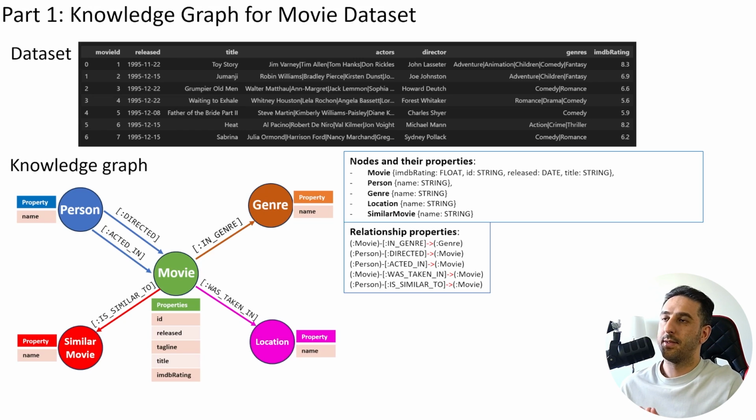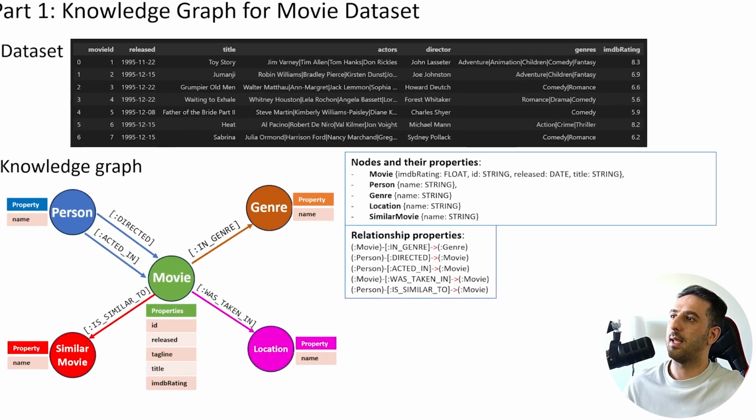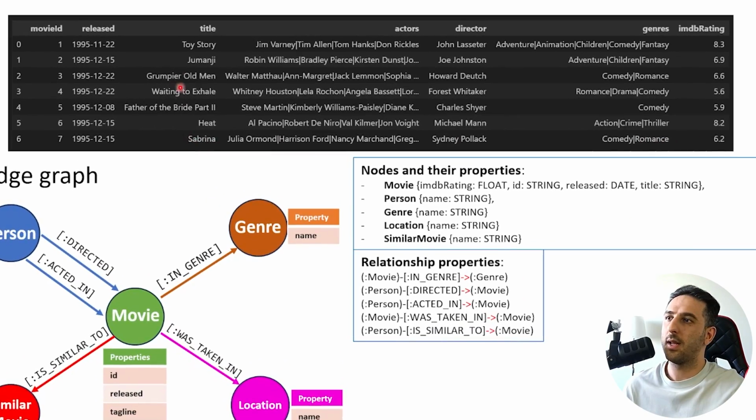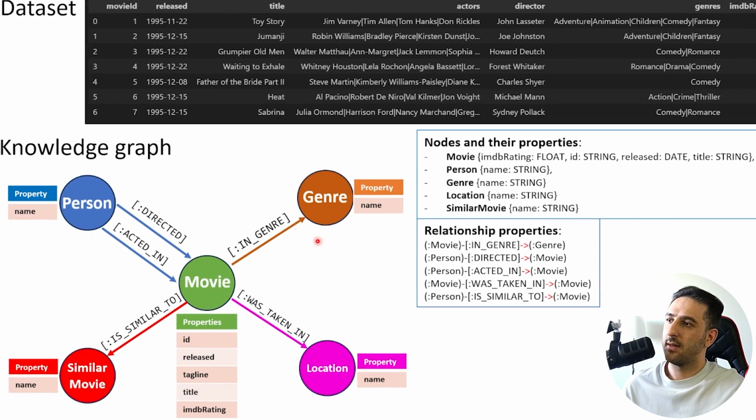Okay, so to construct the knowledge graph for our chatbot, I want to use a dataset, which is a movie dataset. It contains some information about different movies. So it contains the movie ID, the release date, the title of the movie, the actors, the director, and the genre of that movie, along with the IMDb rating. So this is the knowledge graph that we want to construct from our dataset.